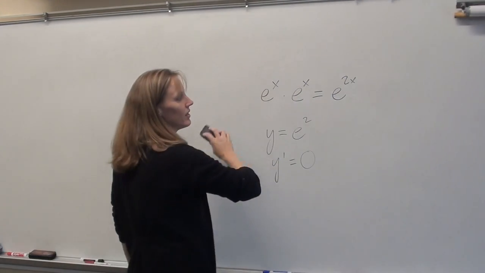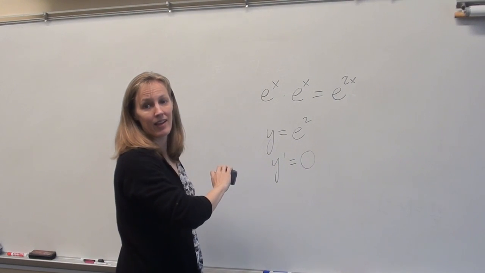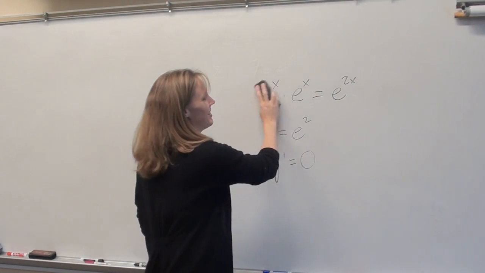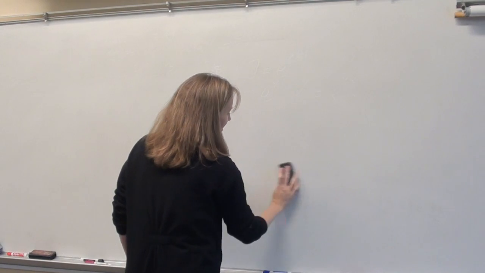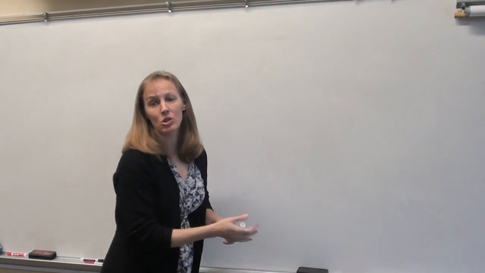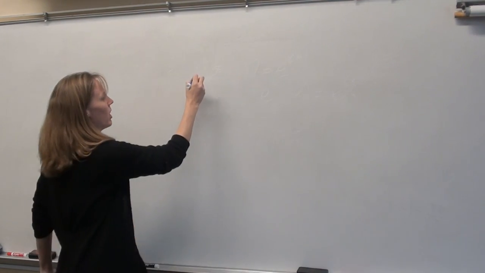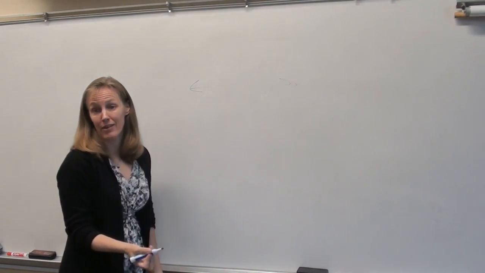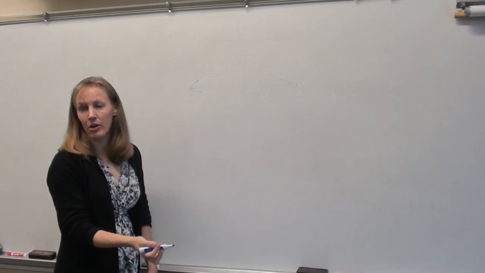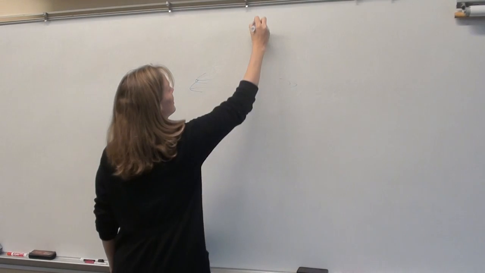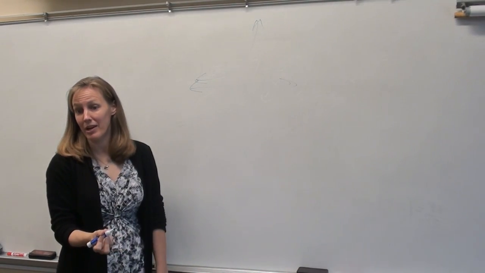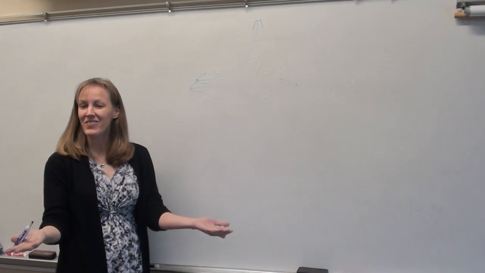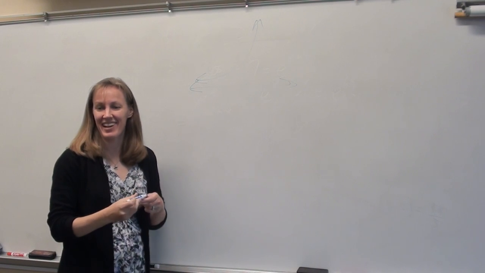Would the derivative of e to the x also be 0? No, because there's a variable in there. The reason the derivative of e squared is 0 is that y equals e squared is a horizontal line, so its slope is always 0. But e to the x is not a horizontal line, so what's the derivative of e to the x?